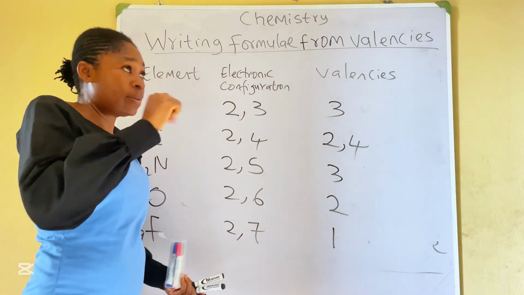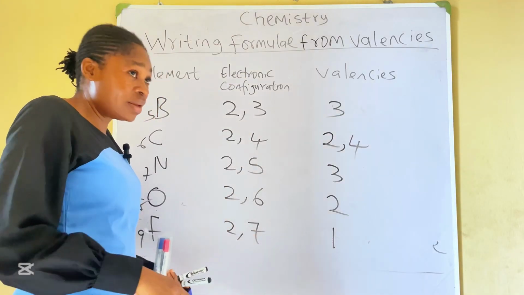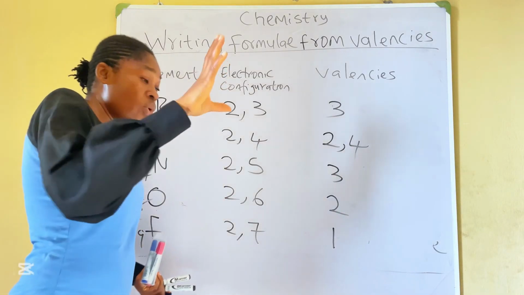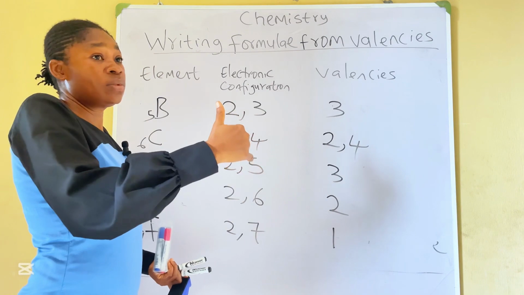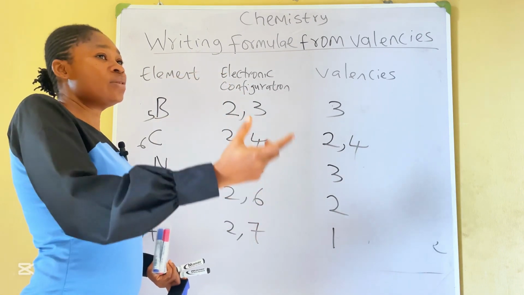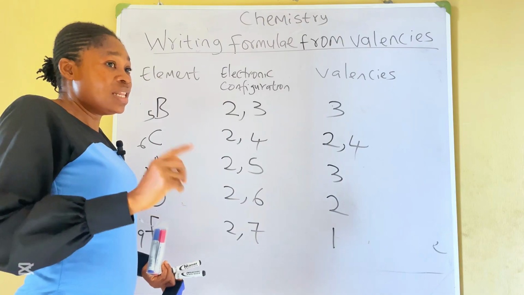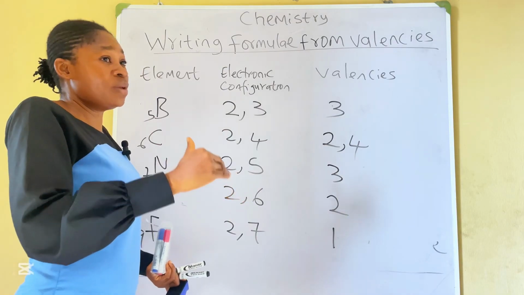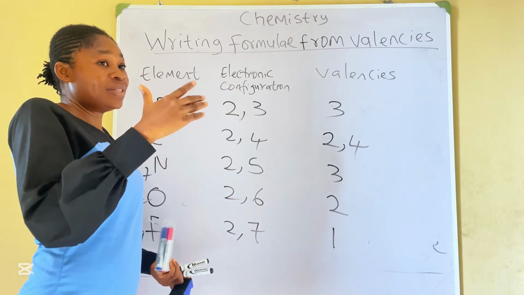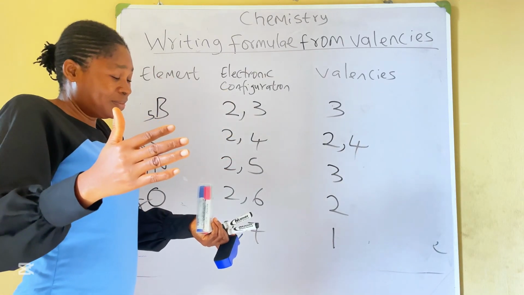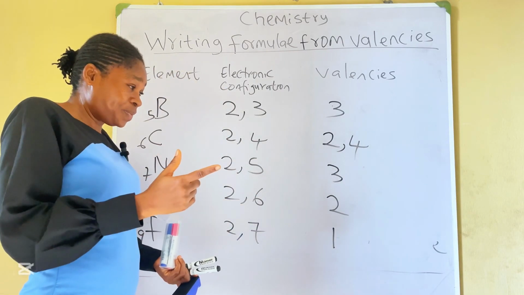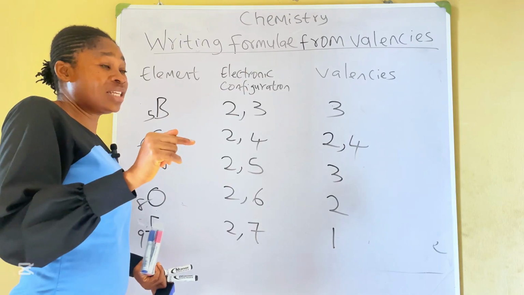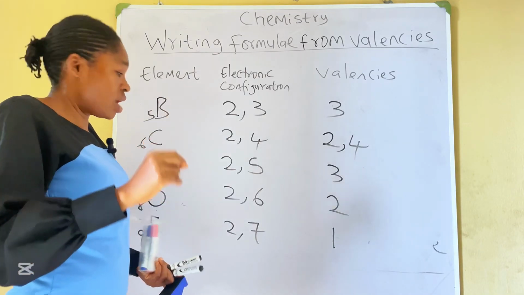I want to state something. For any element that has 1 electron in its outermost shell, the valency is 1. Those with 2, the valency is 2. Those with 3, the valency is 3. Those with 4 electrons outside, the valency can be either 2 or 4. From 5, the oxidation number will be 5 minus 8, so those with 5, the valency will be 3. Those with 6 outside, the valency is 2. Those with 7, the valency is 1.